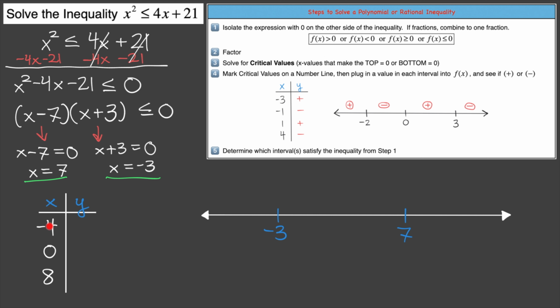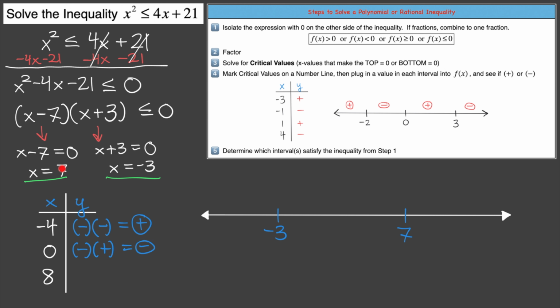So if I plug in negative 4, I get negative 4 minus 7, which is a negative number. So I'll put negative times, and then negative 4 plus 3 is also a negative number. Notice I don't care about what number it is. I just care about the signs of the numbers. So we'll get a positive when we multiply the negative times the negative. Now we'll plug in 0. 0 minus 7 is also negative. 0 plus 3 is positive. So we have a negative times a positive, which is negative.